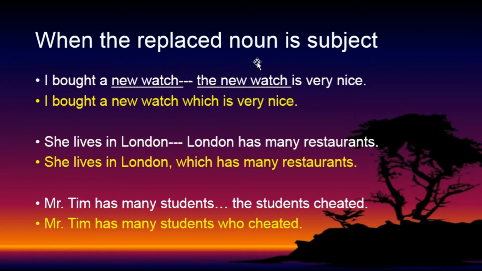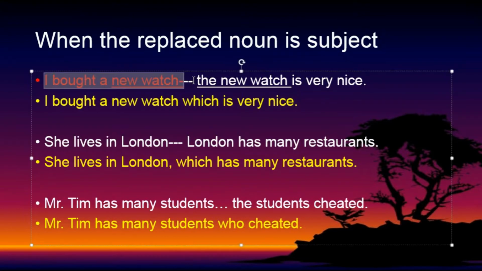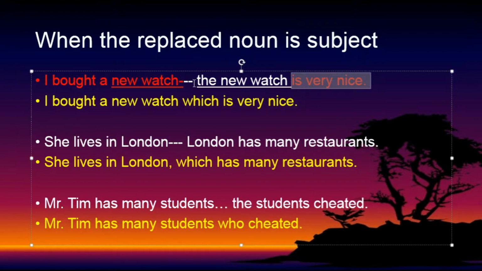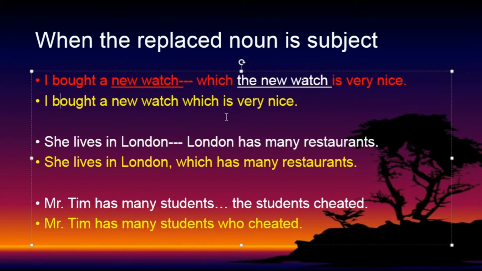Then I delete the repeated noun. What remains is this part: I bought a new watch. I delete the repeated noun and I put which here. So it's going to be: I bought a new watch, which is very nice.